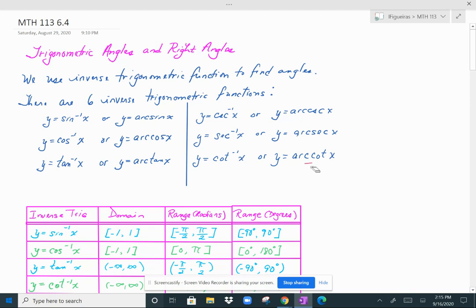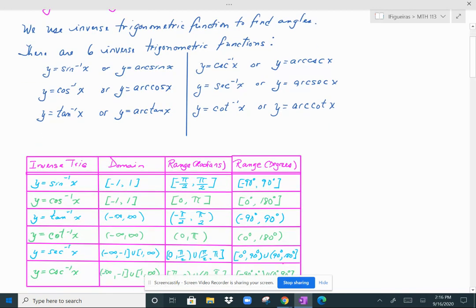Just like your trig functions, in your calculator you would probably see these three and not the three over here. So if you ever need to evaluate an arc cosecant, an arc secant, or arc cotangent, you'd have to write it in terms of the ones that you do know. So check out your calculator and see if they use sine inverse or arc sine of an angle.